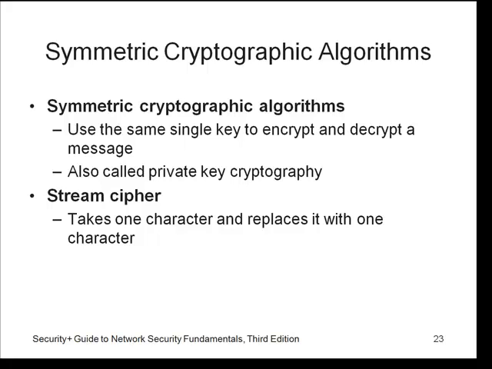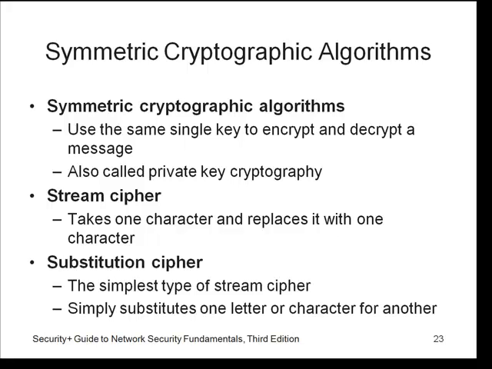Stream, we're going to have stream ciphers and block ciphers. A stream cipher takes one character at a time and replaces it with one character. It's kind of like it's encrypting a stream of data as it goes across. Substitution cipher is the simplest cipher. They've got a picture in the book, one letter or character for another.